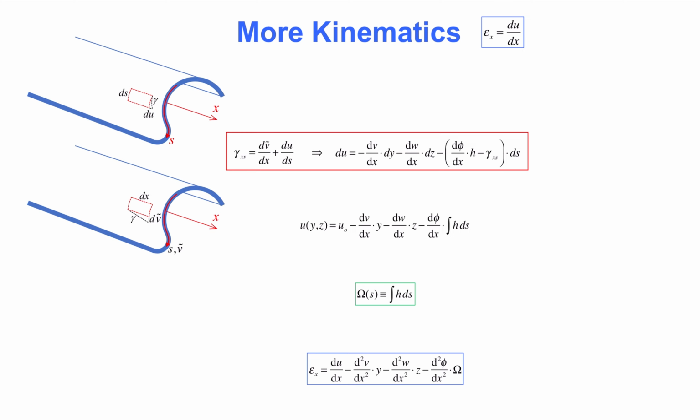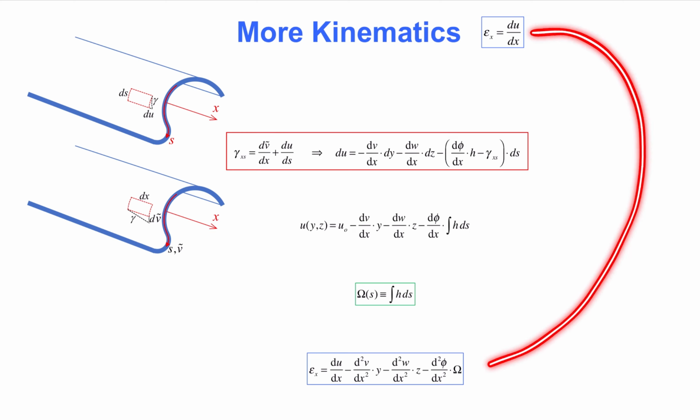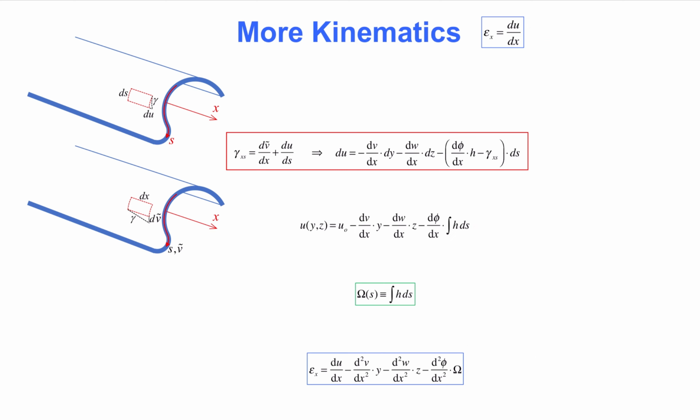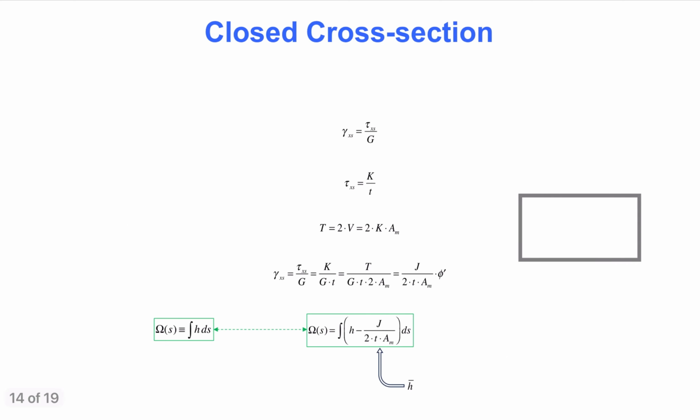The last equation on this slide shows the kinematic compatibility equation that appears when we substitute the expression for the axial displacement, u, into the strain expression from the top of this slide. On the next slide, we address a closed cross-section with one cell. Such a cross-section is illustrated on the right-hand side.